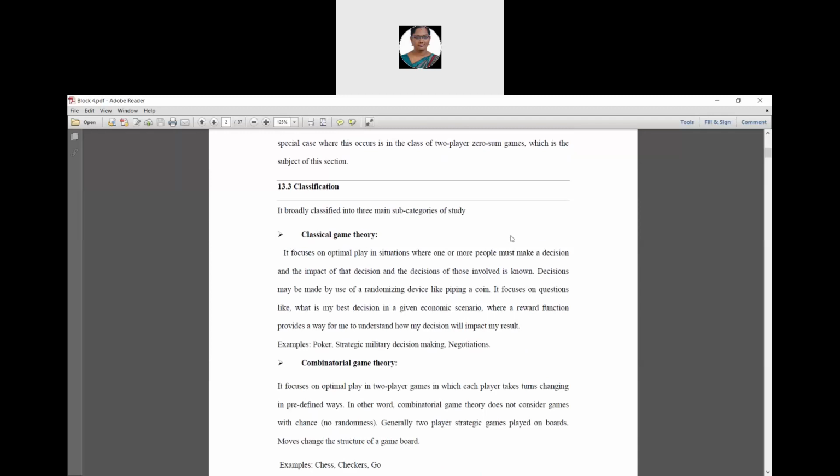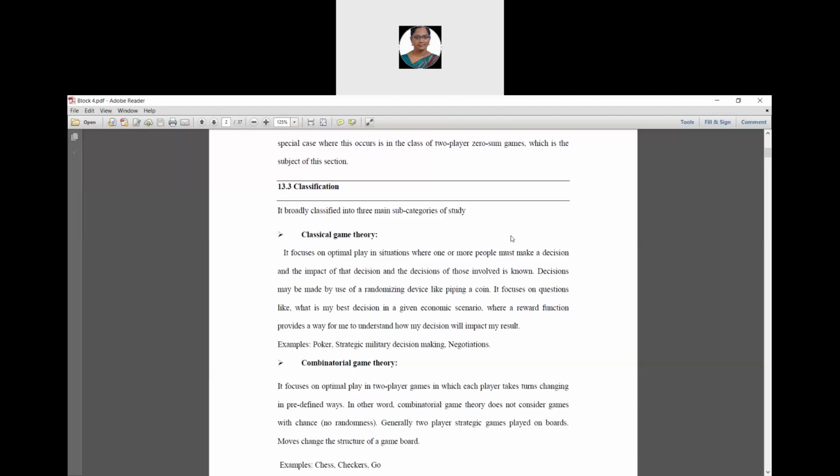First thing is classical game theory. It focuses on optimal play in situations where one or more people must make a decision, and the impact of that decision and the decisions of those involved is known. Decisions may be made by use of a randomizing device like flipping a coin. It focuses on one question: what is my best decision in a given economic scenario, where a reward function provides a way for me to understand how my decisions will impact my result.